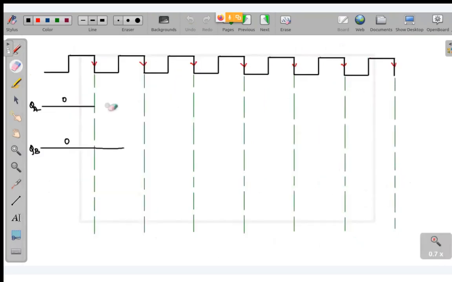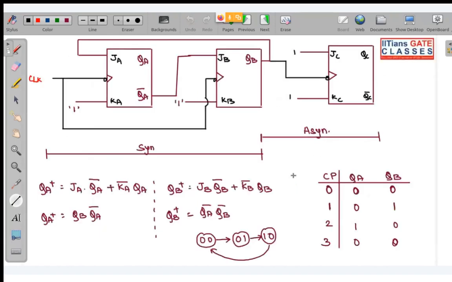QA 0, QB will go to 1. In the next state it is 1, 0. So this will go to 1 and this will come back to 0. And in the next state, both of them are 0, 0. And this count sequence will go on as long as the clock is going on.